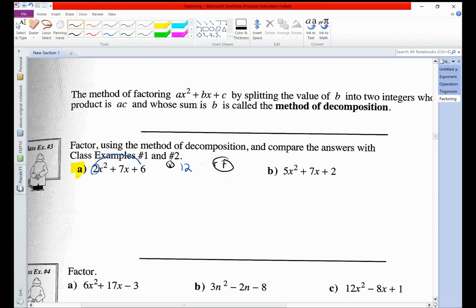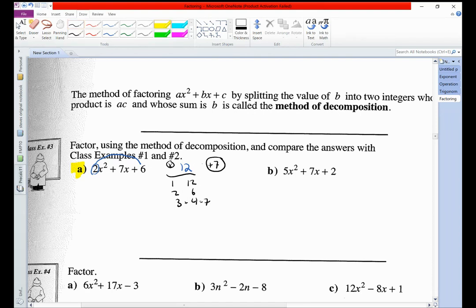So we're looking for two numbers that multiply to 12 and add to 7. Try to write that a little nicer. Again, I'm going to make my multiplication chart. So 1 times 12 is 12, 2 times 6 is 12, 3 times 4 is 12. Perfect. 3 times 4 is 12, and 3 plus 4 is 7.